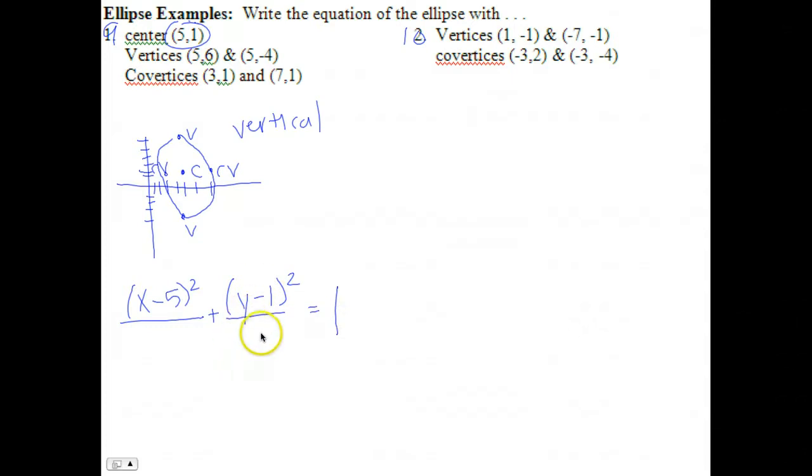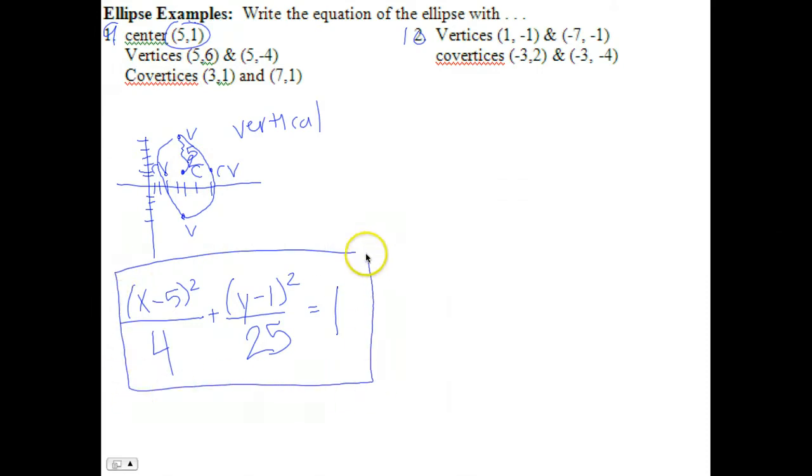Now we need to find the values underneath. The value underneath y will be the distance from your center to your vertices, either one, and that value squared. So the distance from the center at (5, 1) to the vertex (5, 6) is 5. So then we have to do 5 squared, so that will be 25. The value that's going to go underneath x is going to be the distance from the center to the co-vertices, squared. So the distance from the center to the co-vertices is 2. So 2 squared will give us 4. So that's the equation of that ellipse.